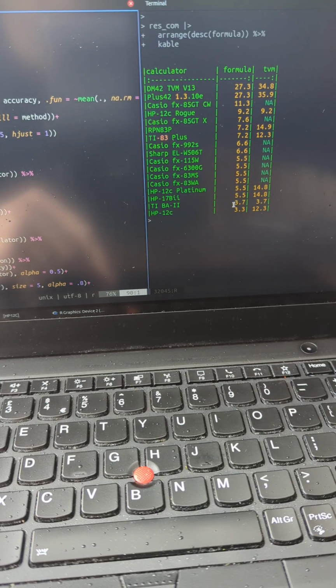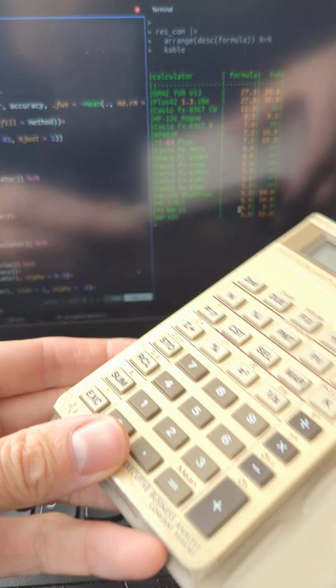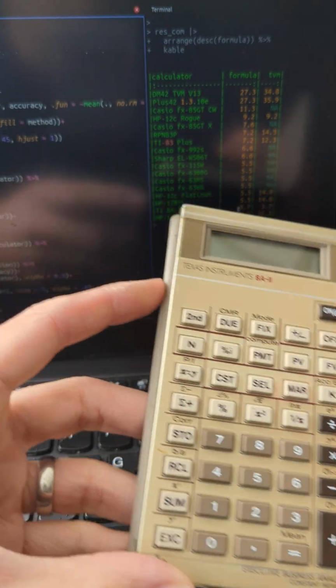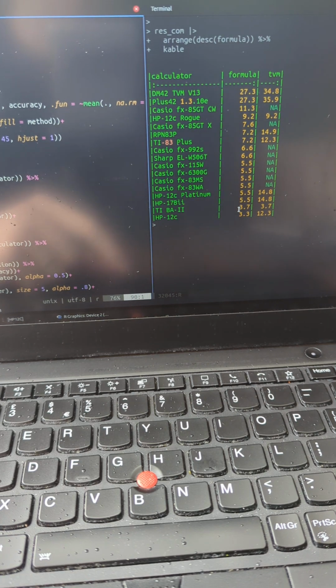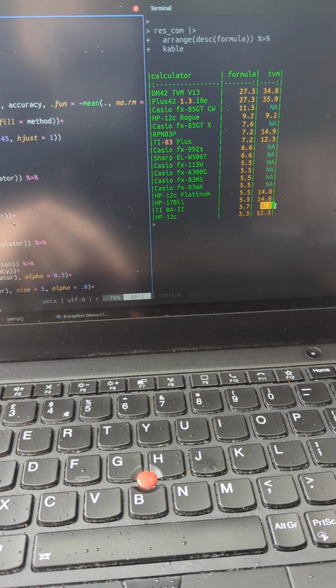Now, going back in time, you've got the TI BA2, which is this one here. This is a pretty old calculator, but would have competed with the 12C at the time. Interestingly, this has got no optimization at all. 3.7 using the formula, 3.7 using the TVM solver. So that's a bit disappointing, actually.